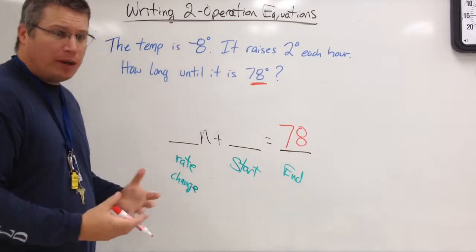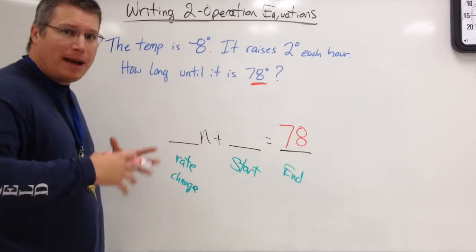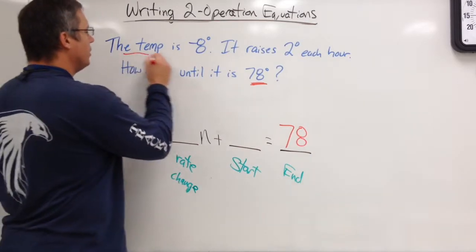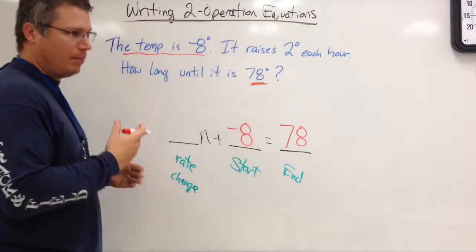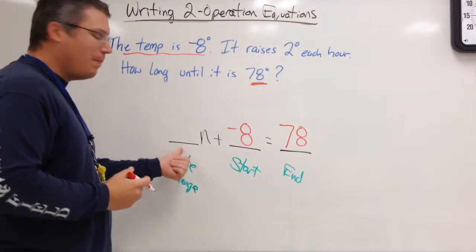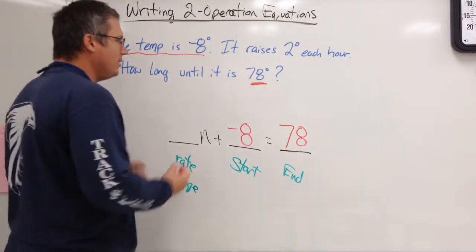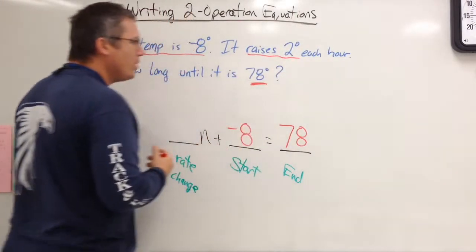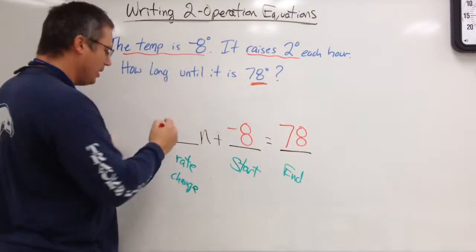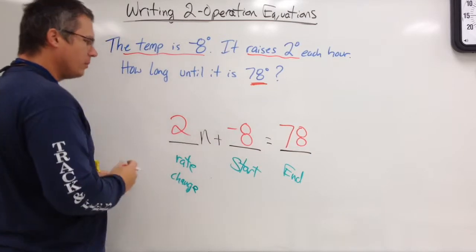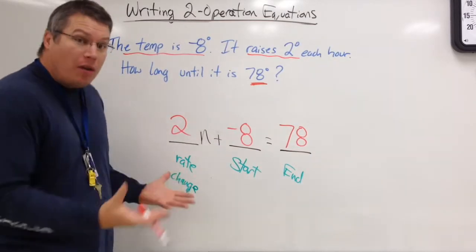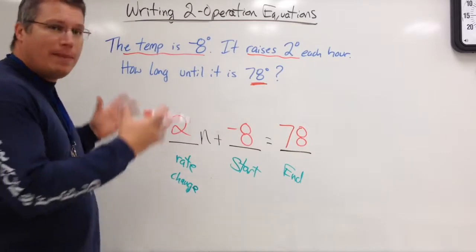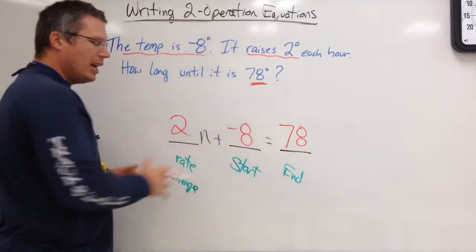What's my starting point? When I start this problem out, my starting temperature is -8. What is my rate? What is it raising? This says it's raising 2 degrees every hour. So if it's raising, that's +2. And that's my equation. Now I can solve from here. I'm not worried about solving. I'm just worried about, can I write it? From this situation, can I write an equation?